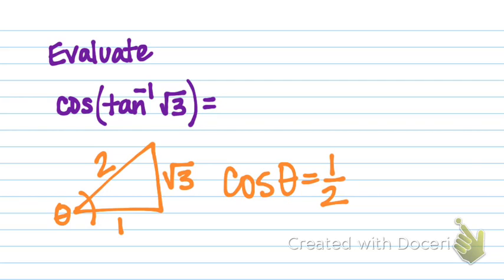On this type of problem, you could also use your unit circle. If you find an angle where the tangent is the square root of 3, and then look at the cosine of that angle, it's going to be 1/2. Okay, and there would be 2 places on the unit circle probably where this would be true.